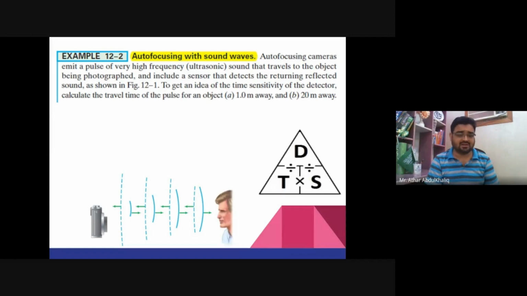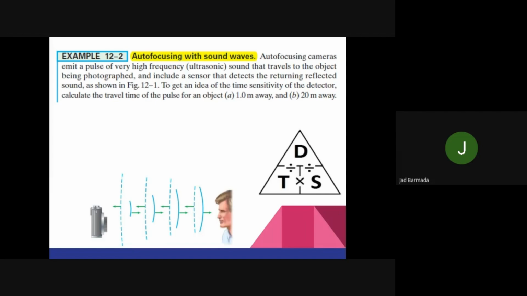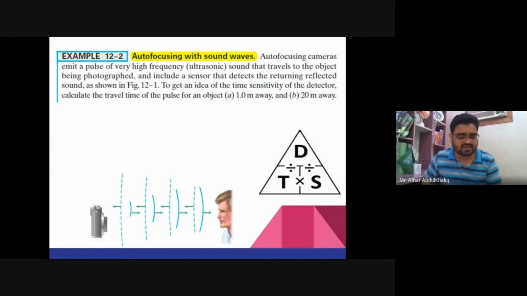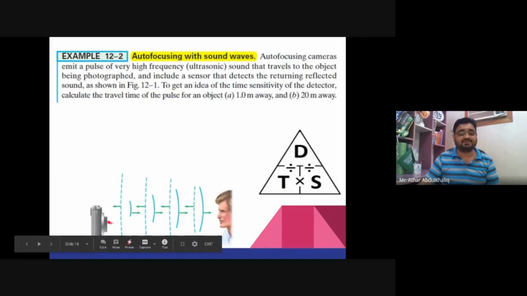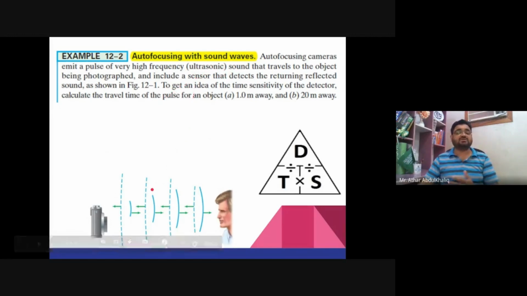This is the simple equation of motion, that is speed is equal to distance over time. So if you need to find time, it is distance over speed. But the problem is, you have been given the distance. What is the speed? Can anybody tell me what is the speed of this wave? 343. 343, but I told you yesterday generally we take it 340. Okay, why are we using this one? Because the sound wave that is sent by this autofocusing camera is ultrasonic. Ultrasonic is a sound wave, and the speed of sound wave is understood, it's 340 meters per second.